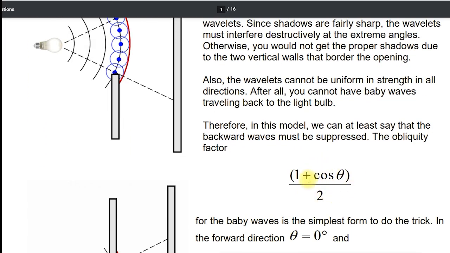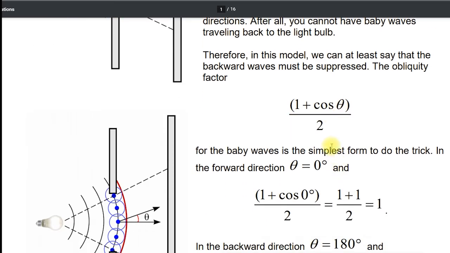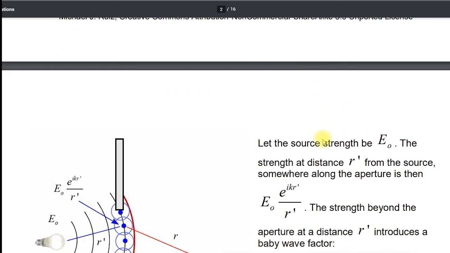This is kind of nice to know. This is your obliquity factor. It basically gets you a 1 if you're going forward, gets you 0 if you go back, and if you're at 90, it gets you a half. It's kind of nice to know that factor is important for the wavelets.